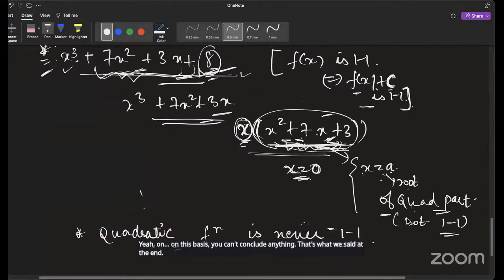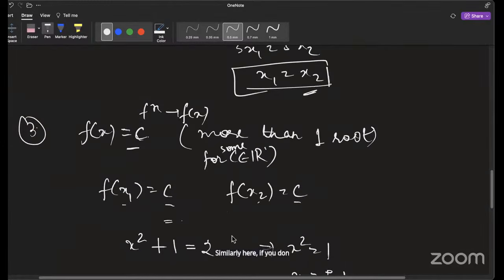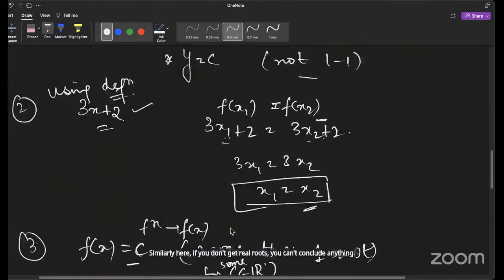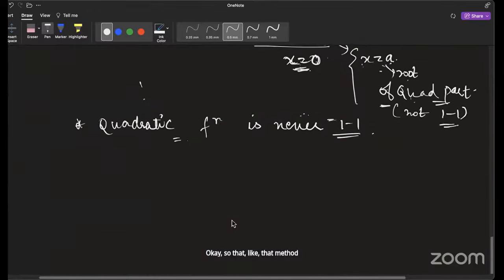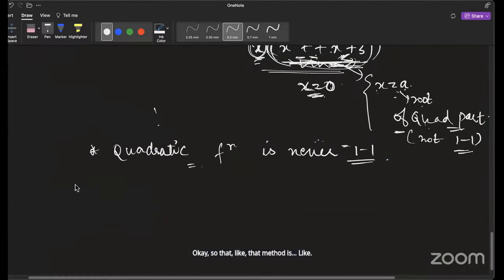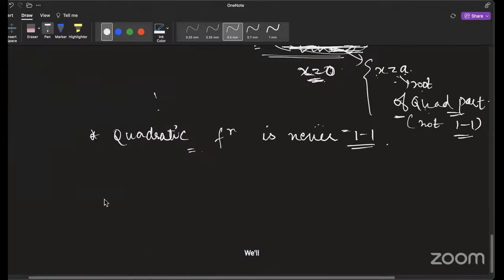If you don't get real roots here, you can't conclude anything. Similarly, here, if you don't get real roots, you can't conclude anything. So that method is very difficult to apply because in most cases we will not be able to conclude much.